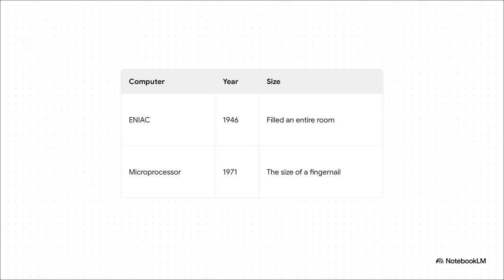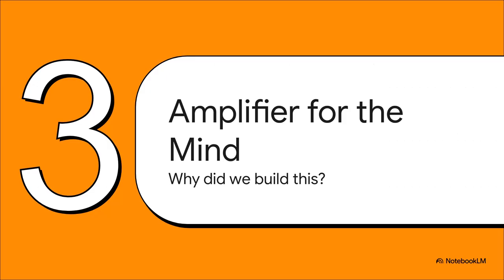I mean, to really get a sense of this, just check this out. In 1946, the ENIAC computer took up an entire room. It was massive. Just 25 years later, in 1971, the first microprocessor crammed all that power onto a chip the size of your fingernail. That is the leap that took the computer from a tool for governments to a tool that's in your pocket. Which brings us to the biggest and maybe the most important question of all.